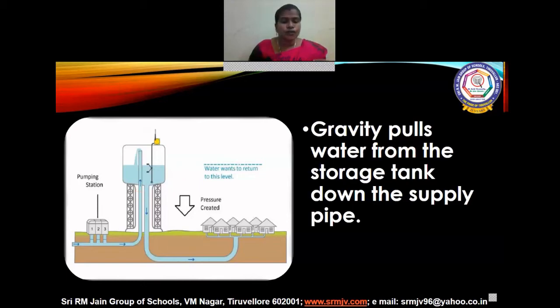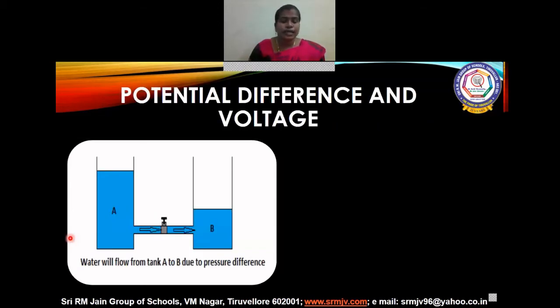Suppose the water has to flow from the lower potential to the higher potential, we need a pump or a motor which provides the energy and makes the water flow from lower potential to the higher potential. Let me give you the other example. Here is a tank A and a tank B, and we also notice the level of water in both the tanks. There is a valve over here. If I open this valve, what will happen? The water which is in higher potential in tank A will flow to tank B which has lower potential.